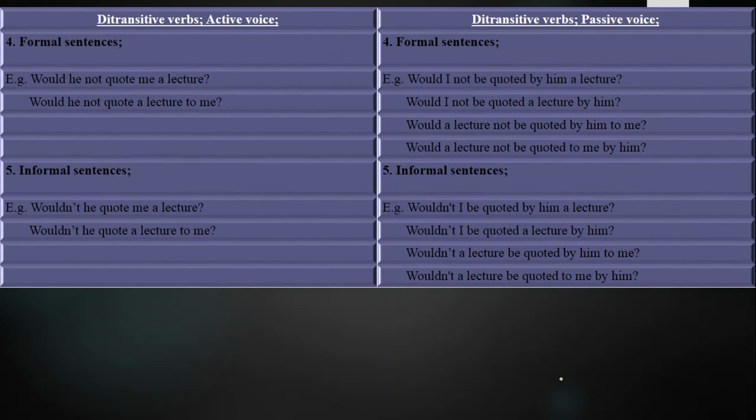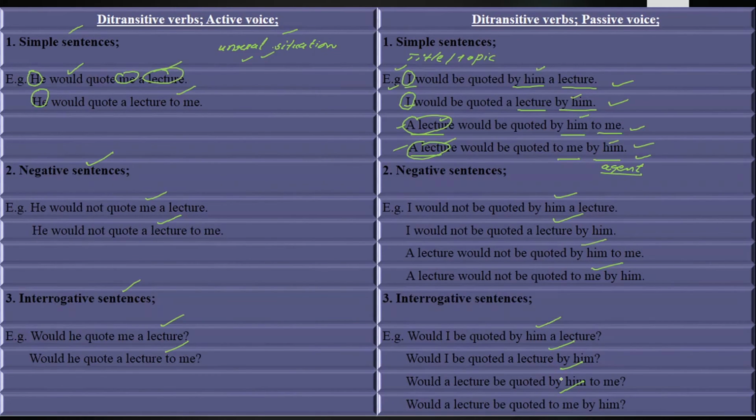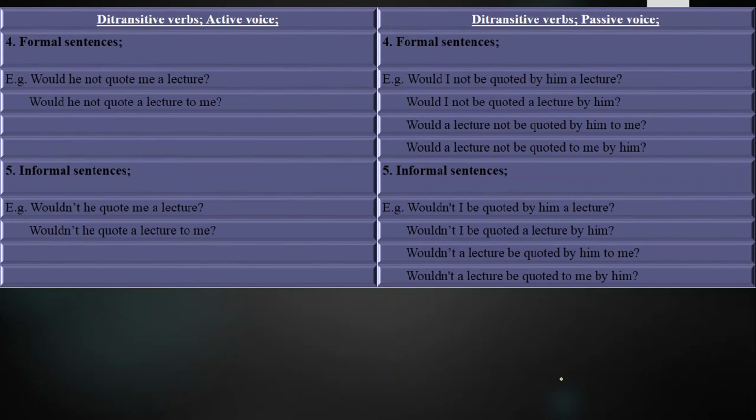Next we have the formal sentences. Those sentences in which we ask a question, deny the statement, and we ask them in a formal way, in a polite way and in a respectful way. We use it with our elders, seniors and those you are not close with. Would he not quote me a lecture, would he not quote a lecture to me? Would I not be quoted by him a lecture, would I not be quoted a lecture by him? Would a lecture not be quoted by him to me, would a lecture not be quoted to me by him?